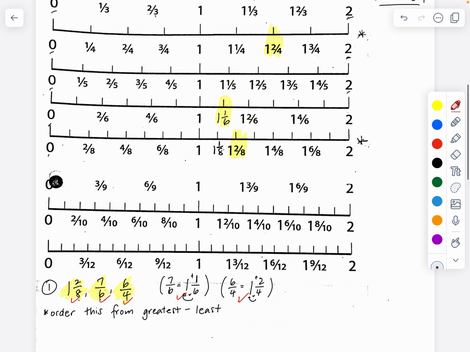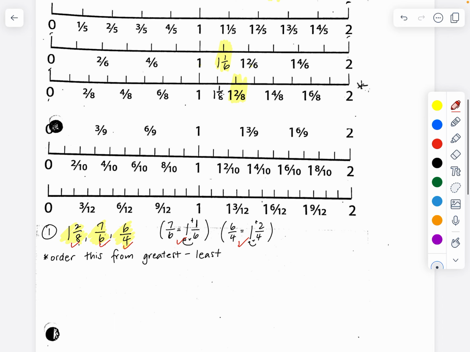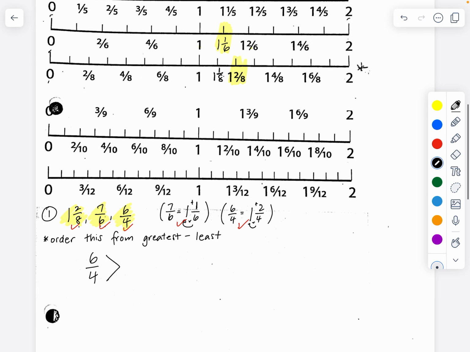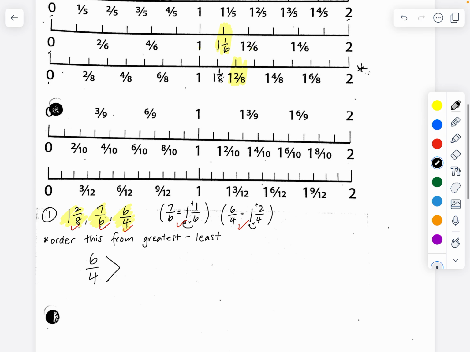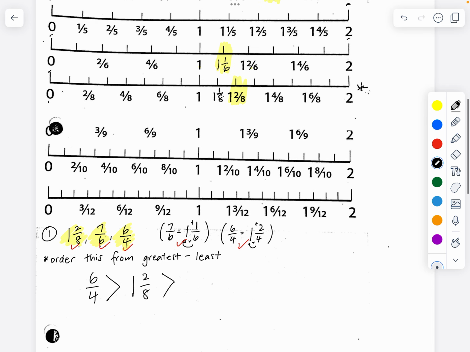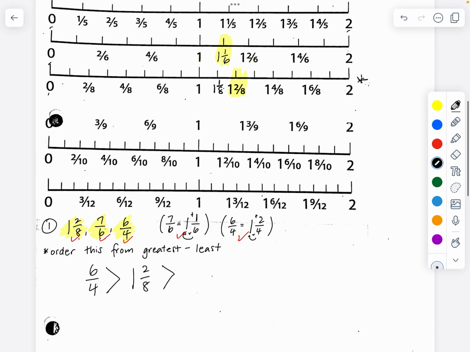So when I order the fractions from greatest to least, so jot this down, you're going to say 6/4 is the greatest, because we always go back to the original form it was reported in. So 6/4 is the greatest. Then we have 1 2/8, and then the last one would be 7/6, which was 1 1/6.